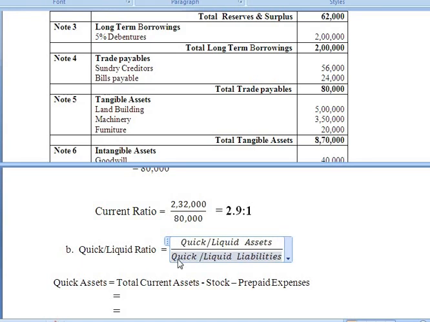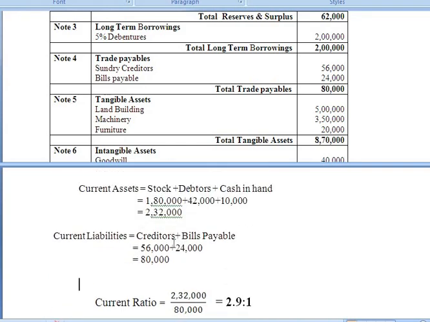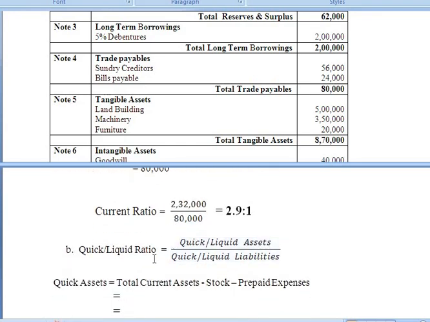Now how to find out quick liabilities or liquid liabilities? First we'll find out the amount of quick assets or liquid assets. Quick assets is equal to total current assets minus stock and prepaid expenses. Total current assets we have already calculated, rupees 2,32,000. So take the amount of total current assets, 2,32,000, minus the amount of stock, here 1,80,000.